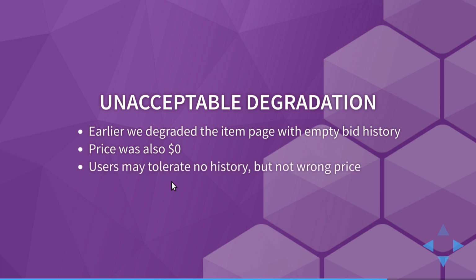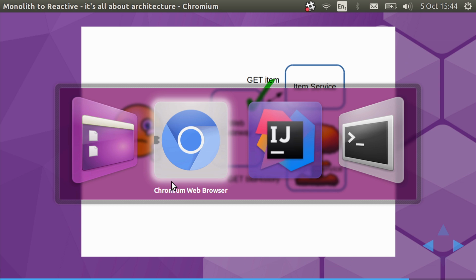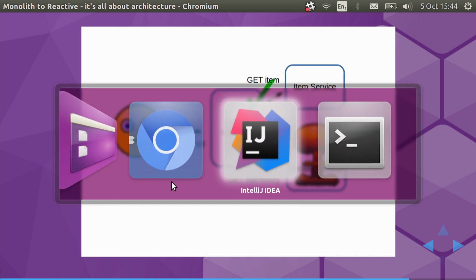They might tolerate not seeing the bidding history, but they want to see that price so that the one who's currently winning knows if they need to bid again to outbid the new bid. So in the case where the bidding service is blown up, the web gateway is still able to respond, but the users see a price of 0 and they just get confused. So we saw an example of that already before.